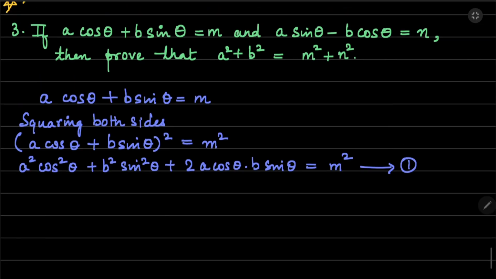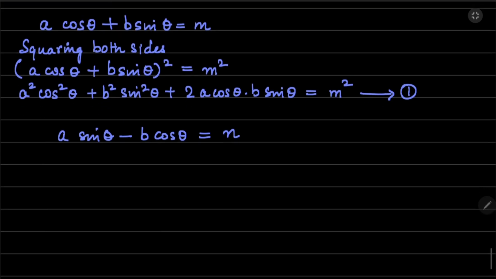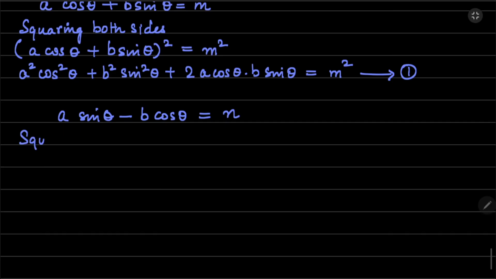Now let us take the second equation. What is it? a sin theta minus b cos theta is equal to n. The same way, let's do it. Let's square it on both sides.